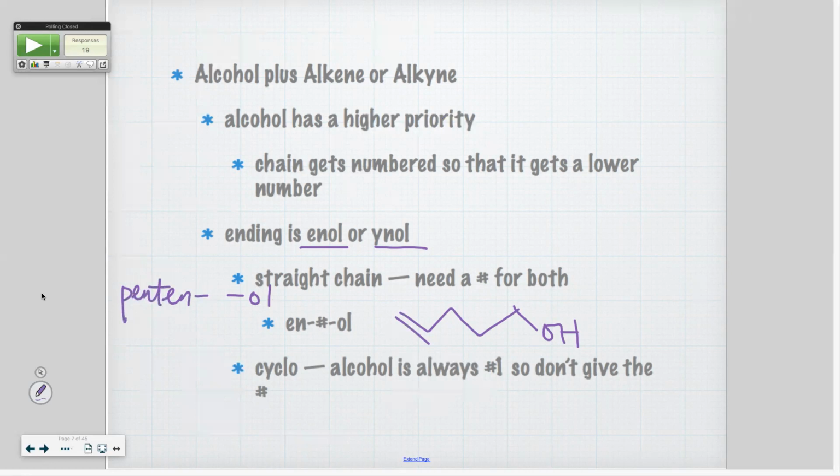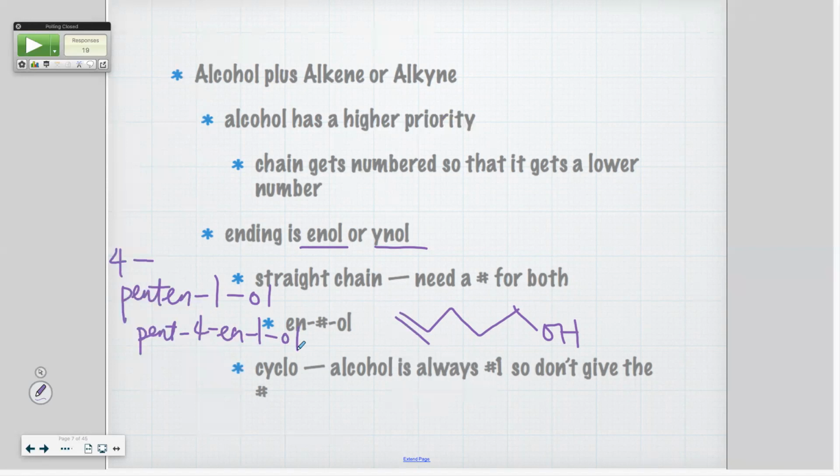All right, so what's the number for the alcohol? 1. What's the number for the double bond? 4. So that will be 4-pentene-1-ol. If you want to write it the other way, it would be pent-4-ene-1-ol. Okay. It's just like you put the number of the first carbon in the double bond, just like you did before. Now, in cyclos, the alcohol is always number 1, so you're not going to put that number in.